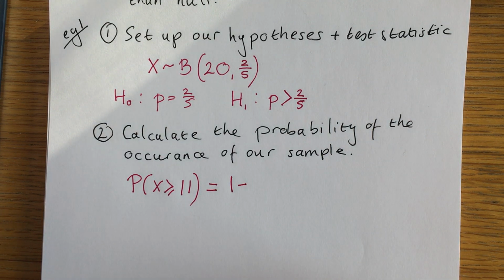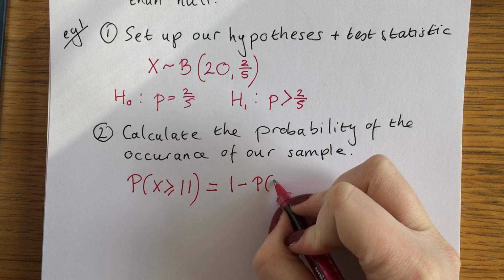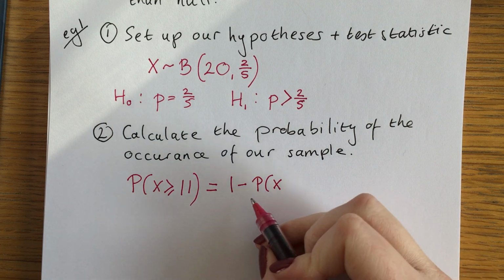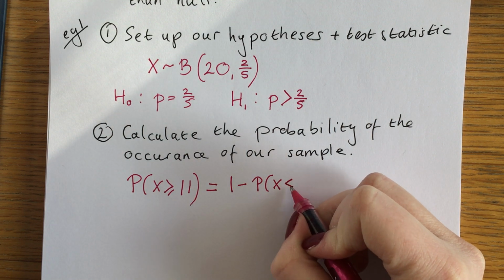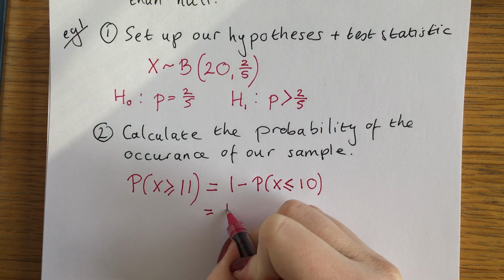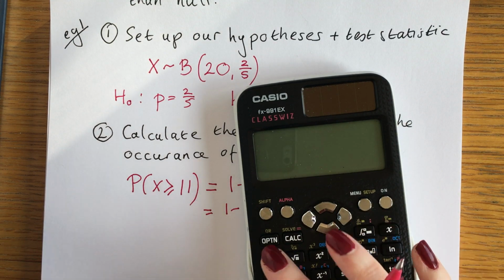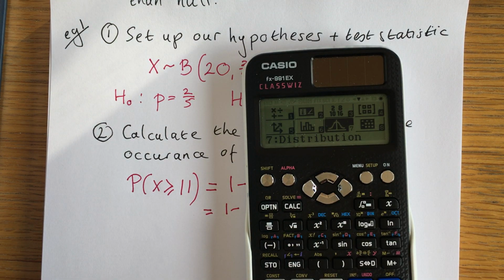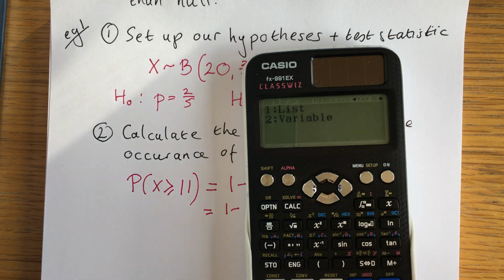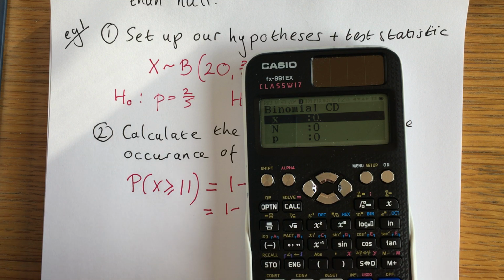Now remember, my calculator can only do the probability of less than or equal to. So if I'm looking at the probability of 11 or more, that's 1 take away the probability of 10 or less, which is what my calculator can do. So, menu, I need to go to distribution. Now I'm looking at binomial CD. Now I want the variable because I know what I'm looking for. So 10 or less in a sample size of 20, where the probability of success is 2/5 or 0.4.